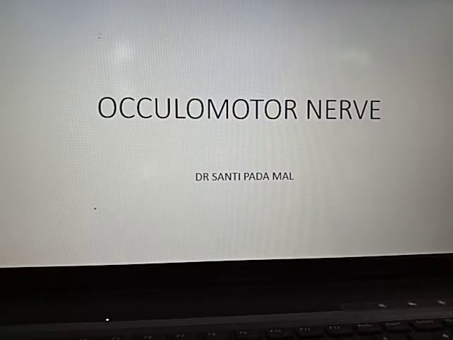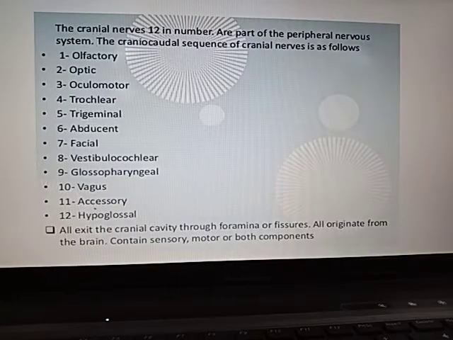You all know we have 12 pairs of cranial nerves, and these nerves are attached to the brain. The first cranial nerve is the olfactory, second optic, third oculomotor, fourth trochlear, fifth trigeminal nerve, and the sixth cranial nerve is abducent, seventh cranial nerve facial nerve, eighth the vestibulocochlear nerve, ninth glossopharyngeal nerve, tenth vagus, eleventh accessory, spinal accessory or cranial accessory, twelfth hypoglossal.